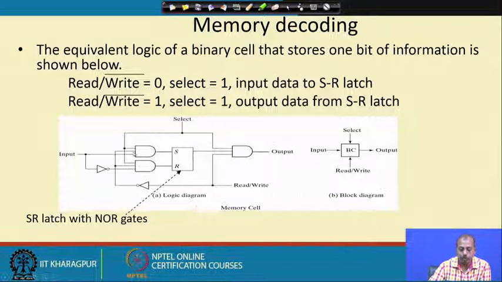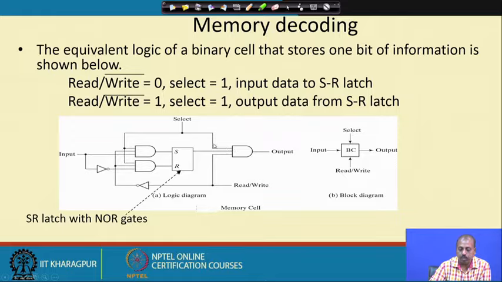If input value is equal to 1, then I have S equal to 1 and R equal to 0. As a result, this flip flop will be set to 1. On the other hand, if input value is equal to 0, then I get S equal to 0 and R equal to 1. As a result, the value of this Q output will be equal to 0. This way the input value is getting stored in this SR latch.